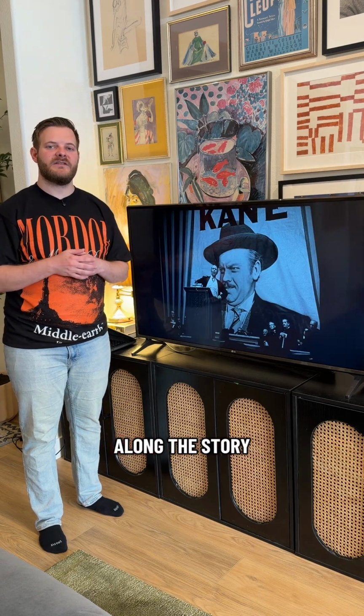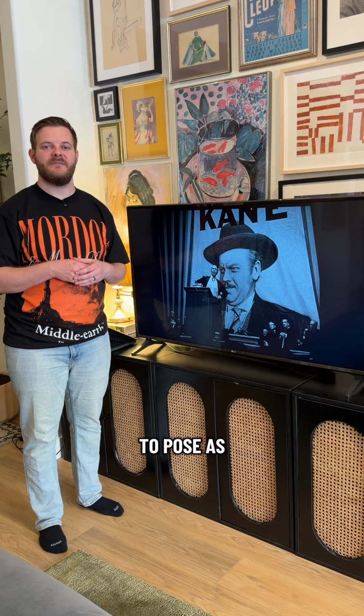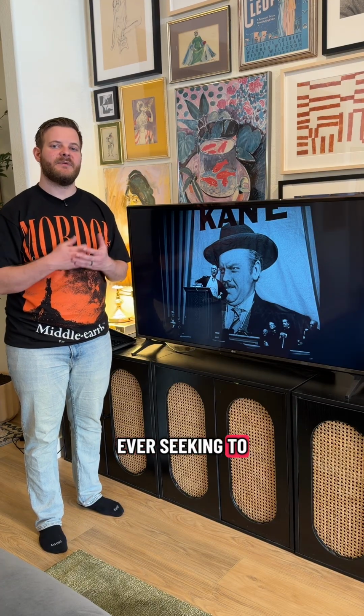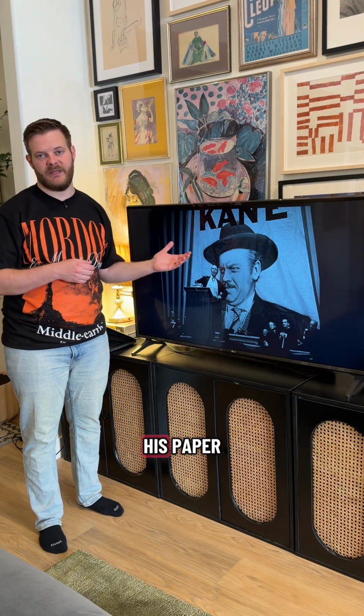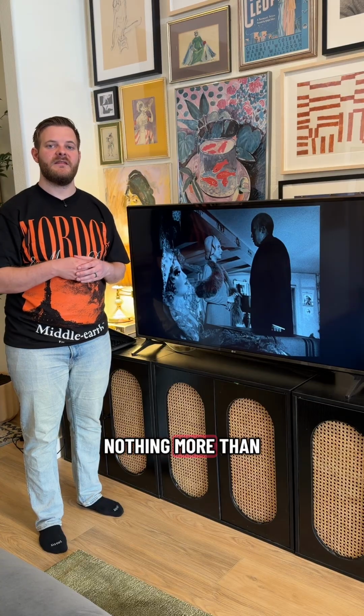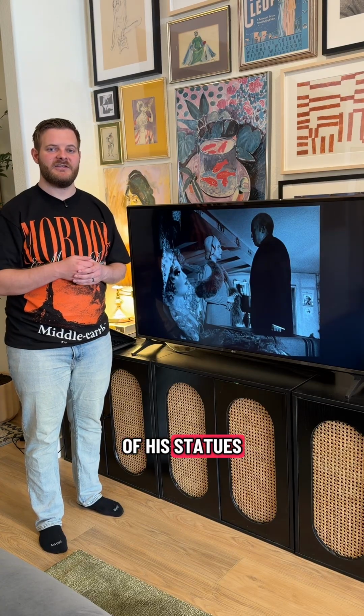At any point along the story, no matter how much Kane tried to pose as a man of the people, he was only ever seeking to be loved, whether that was by his colleagues at the paper, the women in his life, or the readers of his paper. But at the end of the day, those people were nothing more than things he collected, just like all of his statues and his mansion.